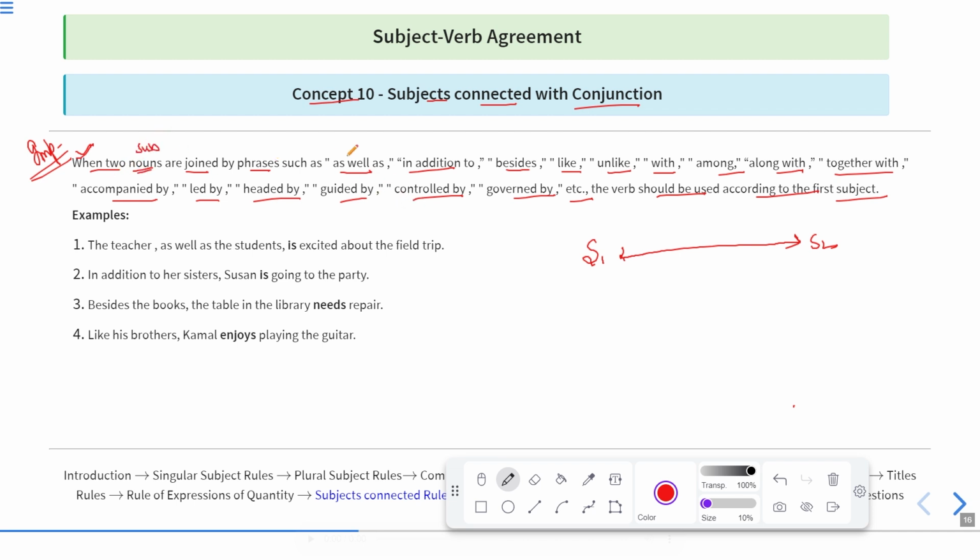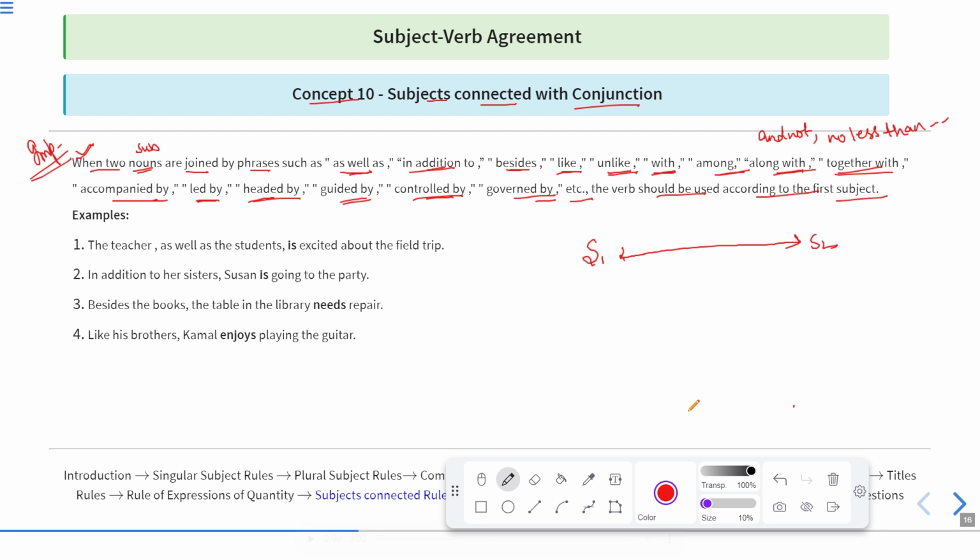If they are joined by as well as, in addition to, besides, like, unlike, with, among, along with, together with, accompanied by, led by, headed by, guided by, controlled by, governed by, regulated by, and there are many more conjunctions or phrases. If I join these two subjects with any of these, and we can also have many other words or phrases like and not. And if I add no less than, so there can be various conjunctions. But apart from and the pair conjunctions.